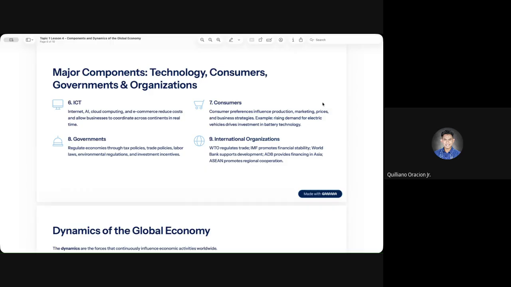Now, as a future marine or seafarer, international rules also affect you because organizations establish standards for crew safety, environmental protection, ship operations, and international trade, meaning your profession is directly connected to international cooperation.